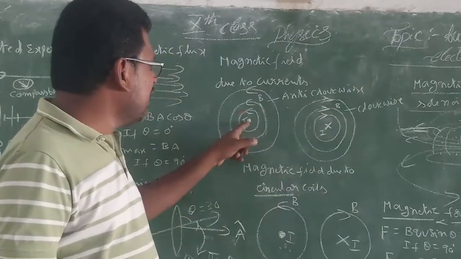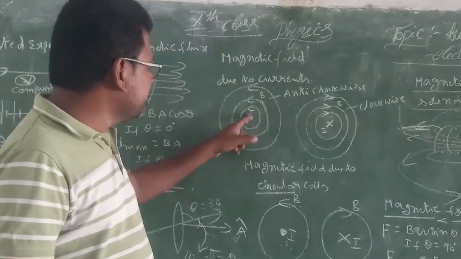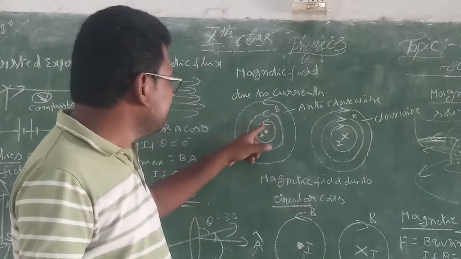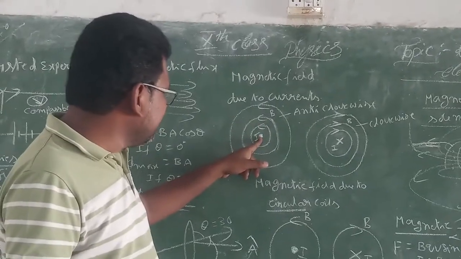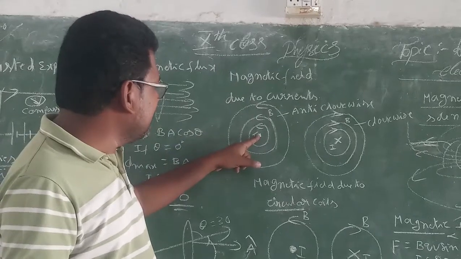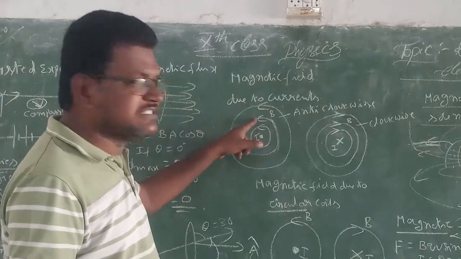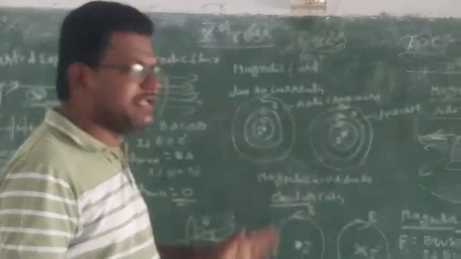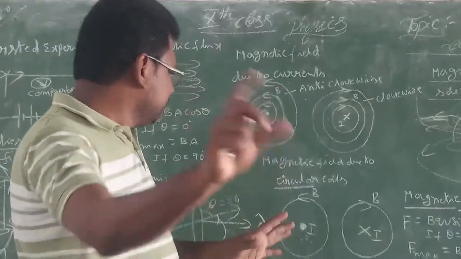As we move away from the current carrying wire, the strength of the magnetic field decreases. That's why, see here, close to the current carrying wire the magnetic field lines are closer, and away from the current carrying wire the magnetic field lines are separated by a large distance. That means as we move away from the current carrying wire, the strength of the magnetic field changes.